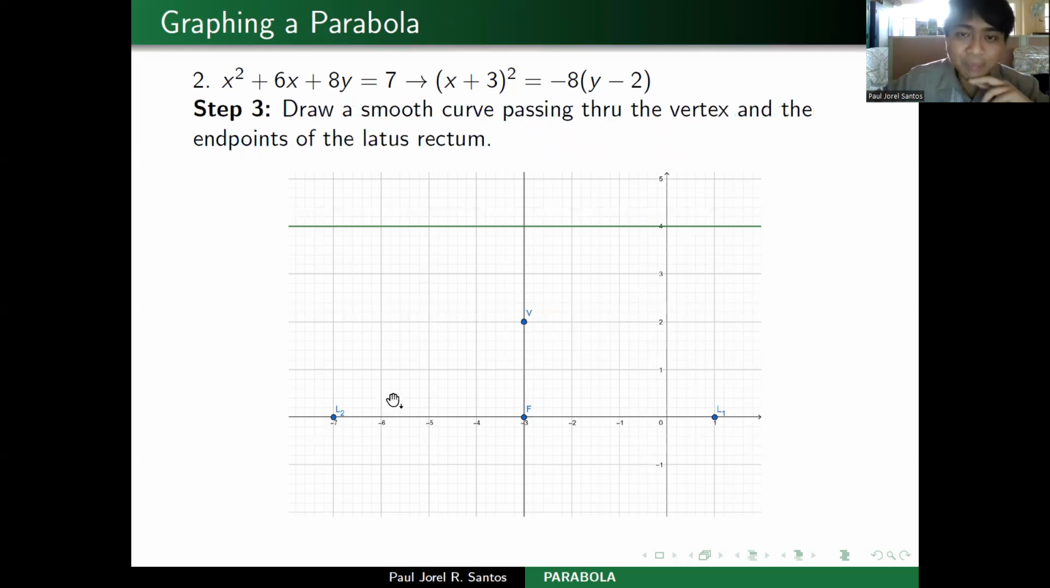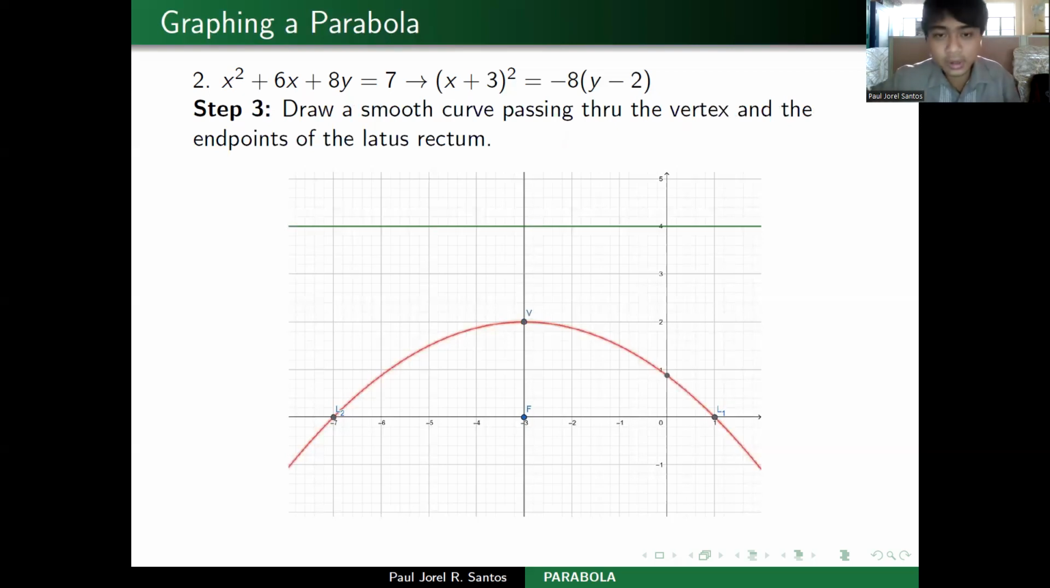And draw a smooth curve passing through the vertex and the endpoints of the latus rectum. So we have here this one. And that is our parabola that opens downward, whose standard equation is the square of x plus 3 is equal to negative 8 multiplied by the difference of y and 2. Okay, so that is all for the second part of the discussion on the parabola.